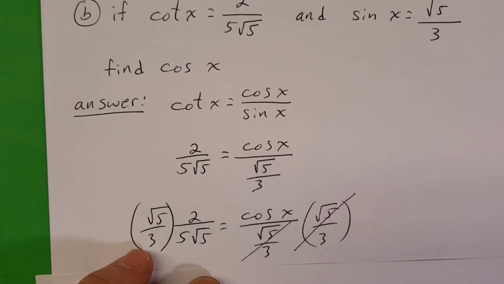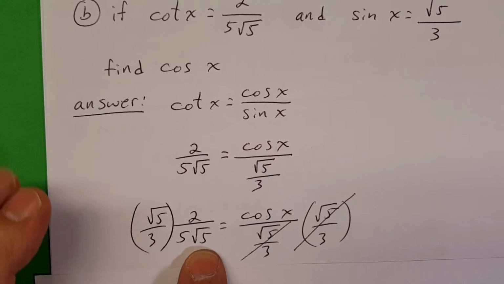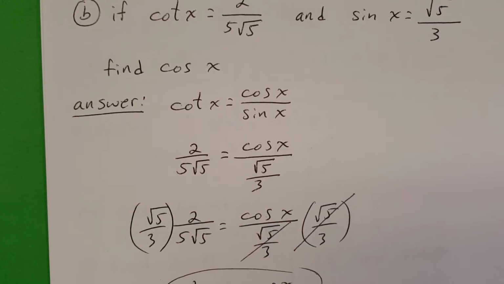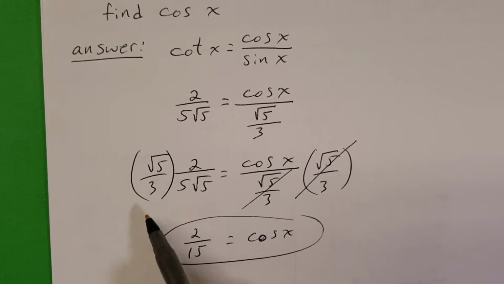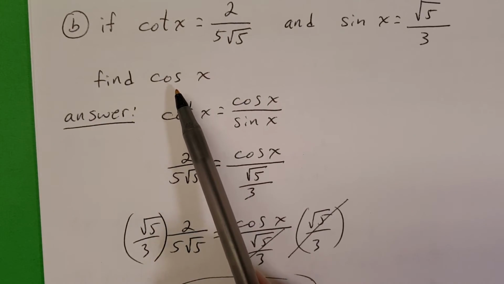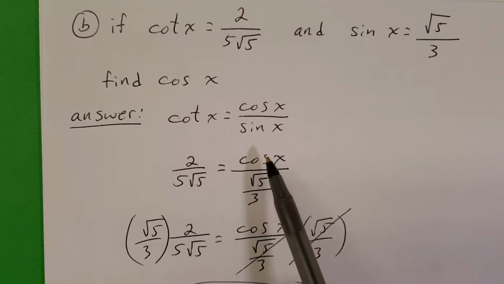And if you look carefully, the square root of 5 cancels. Square root of 5 or square root of 5 cancels. So I'm left with 2 on top and 3 times 5 on the bottom. So the answer is 2 on top, 3 times 5 on the bottom is 15. 2 over 15. I found cosine x. That was the question. Find cosine x. But I used only identities.